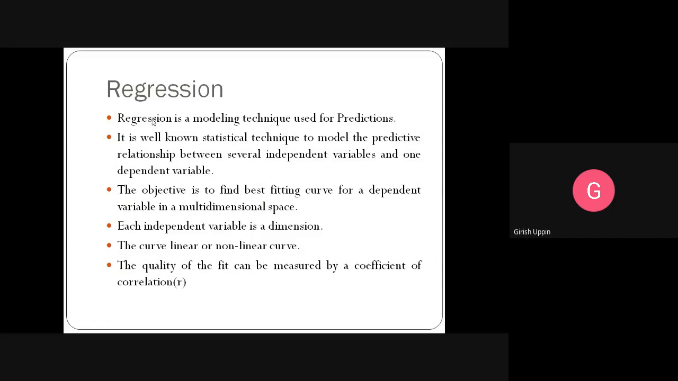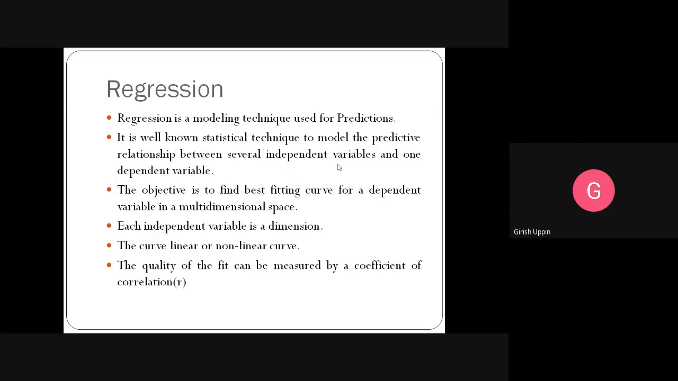It is a well-known statistical technique to model the predictive relationship between several independent variables and one dependent variable. So we are going to predict one dependent variable, which you can also call the target variable. That is the value we are going to predict. And how is that prediction done? It is done based on a set of independent variables. Based on their values, you predict the value of the dependent variable or the target variable.